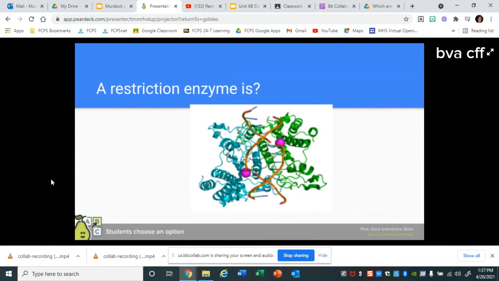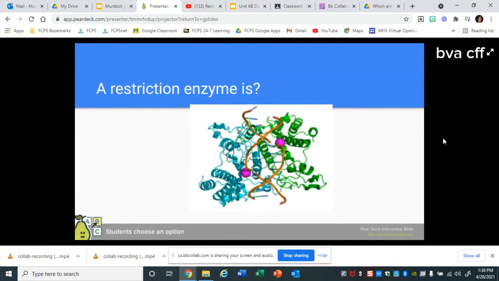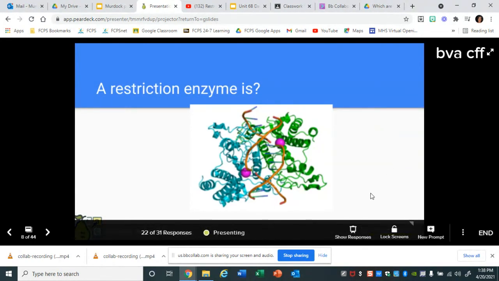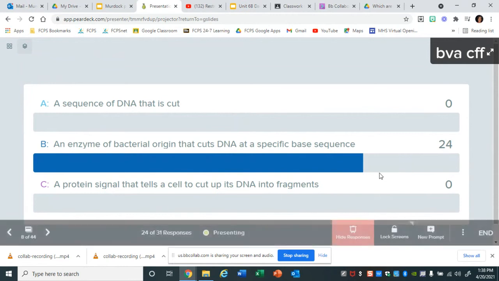See what you can do with that. Let's see how you're doing here. That's it. B is correct. Beautiful. An enzyme comes from bacteria, cuts DNA at a specific base sequence.